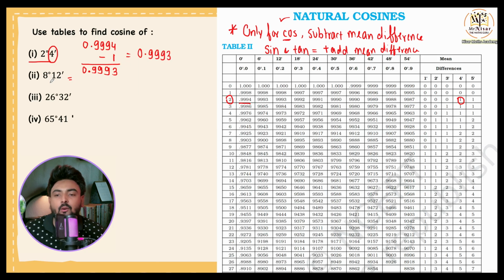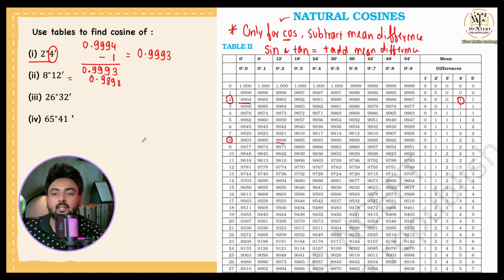Now here you see, you have to find the value of cos 8 degree and 12 minutes. So go to 8 degree. Then do we have 12 minutes? Directly we have 12 minutes here. So it's quite simple. The same value we'll be writing. It's nothing but 0.9898. So the second answer is 0.9898.